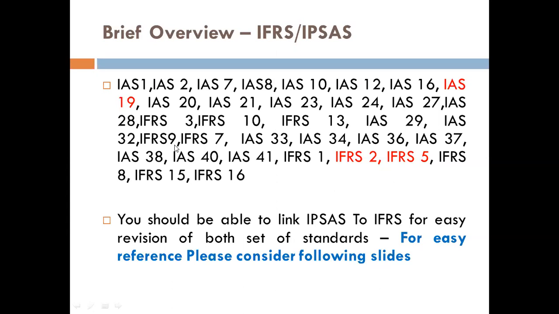IFRS 9, how do we measure and recognize the instrument? That is recognition and measurement. Is it the amortized cost, the fair value for an asset, fair value through profit or loss, and fair value through other comprehensive income? For liability, fair value through profit or loss and amortized cost. IFRS 7 talks about disclosure. You need to recall that.